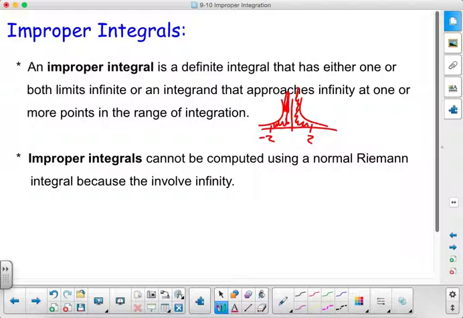But again, this does have set bounds. It's not like I'm going to infinity. It's just that my function goes to infinity between those set bounds.